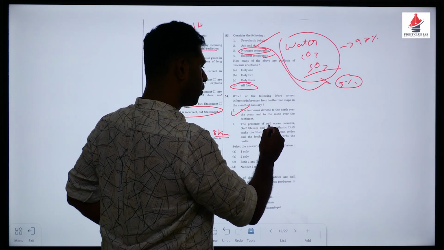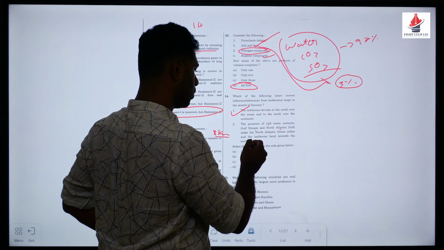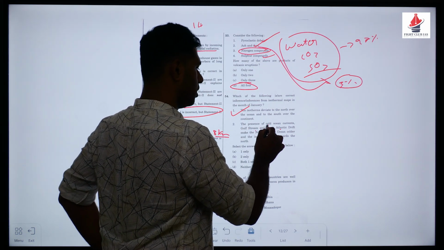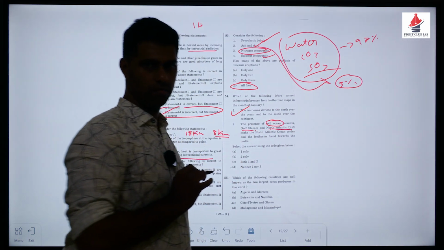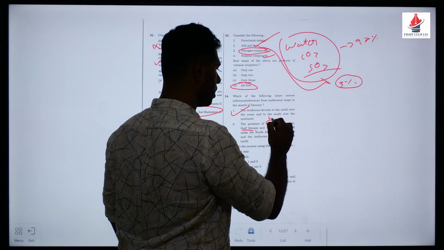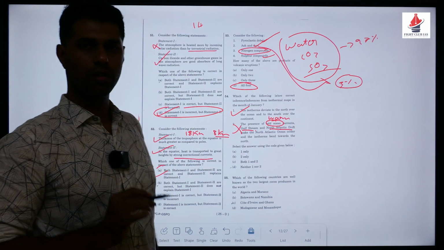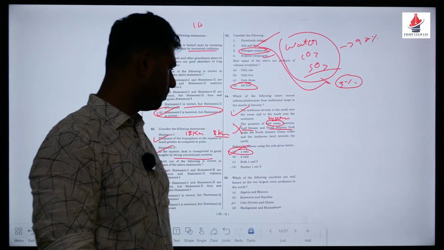The presence of cold ocean currents, Gulf Stream, North Atlantic Drift, make the North Atlantic Ocean colder and the isotherms bend towards the north. See, Gulf Stream, North Atlantic Drift is not a cold ocean current. It's a warm ocean current, right? Now, as a reason, second one is false. Answer is 1 only. Clear?